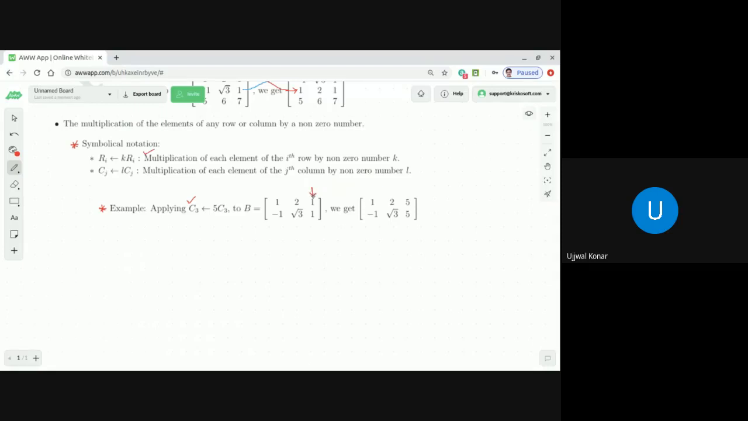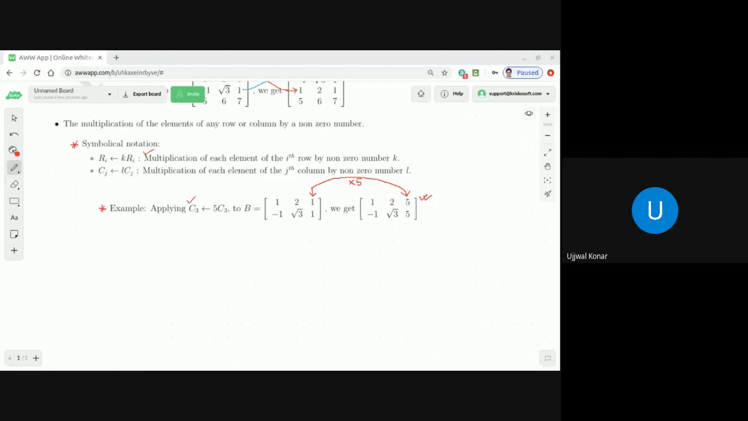So this is the third column of the original matrix. We are multiplying with 5. If we multiply with 5, that means each and every element of the third column of the original matrix is multiplied with 5. And what we get? We get the new third column. And this is the transformed matrix, dear students. So this is the second elementary operation. I hope you understood.